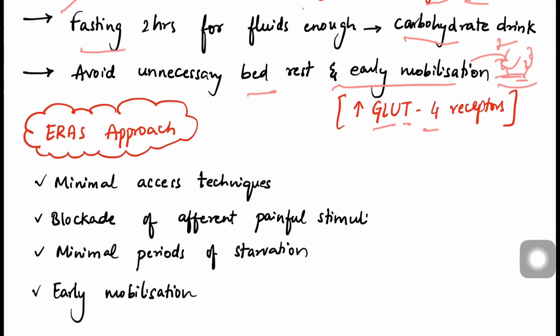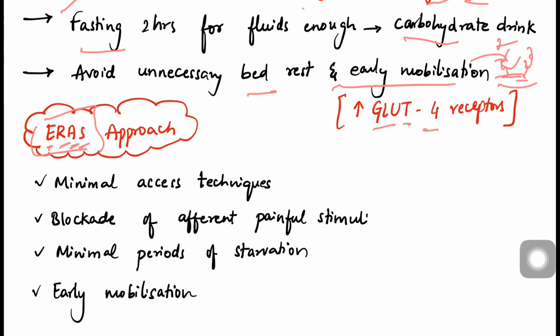So there is the ERAS approach. What is ERAS? It is early recovery, enhanced recovery after surgery. This is ERAS. So what does it do? It tries to decrease the metabolic response to injury. The body's response is graded in nature: the more the tissue injury, the more the metabolic response to injury.